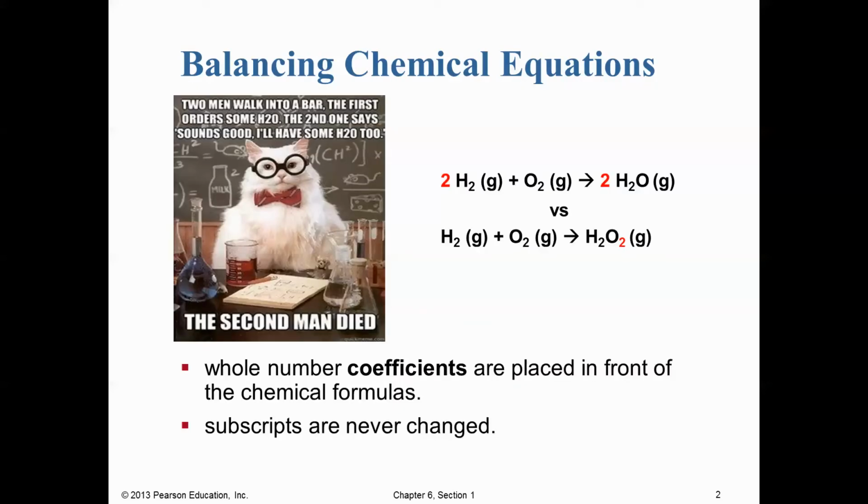So tip number one when it comes to balancing chemical equations. Tip number one is that we can only change the coefficients. In other words, these numbers out in front, we can never change the subscripts.